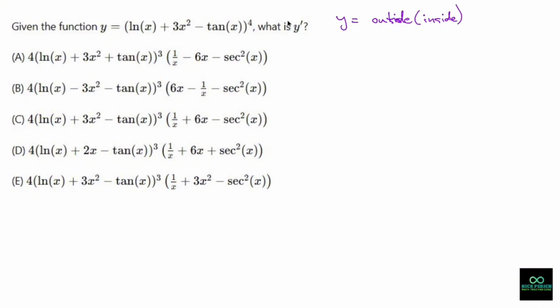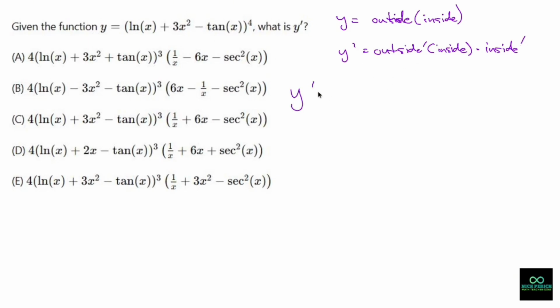The outside is something to the fourth. The inside is that mess right there. Take the derivative of the outside stuff, keep the inside stuff exactly the way it is, but then multiply everything by the derivative of the inside stuff, like so.